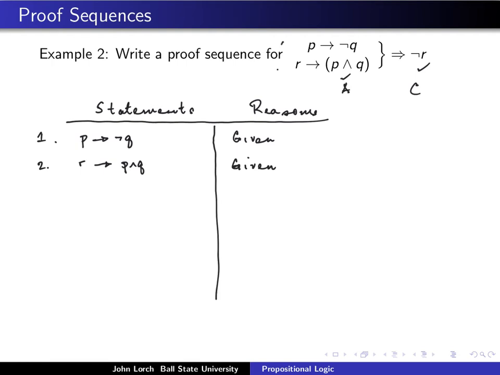Okay, now, we've listed the given things, and we need to make some progress toward obtaining not R. One could sit and stare at this for a long time and not make much progress. What I would recommend doing is this: we can rewrite statement 1 as not P or not Q, using the implication rule.